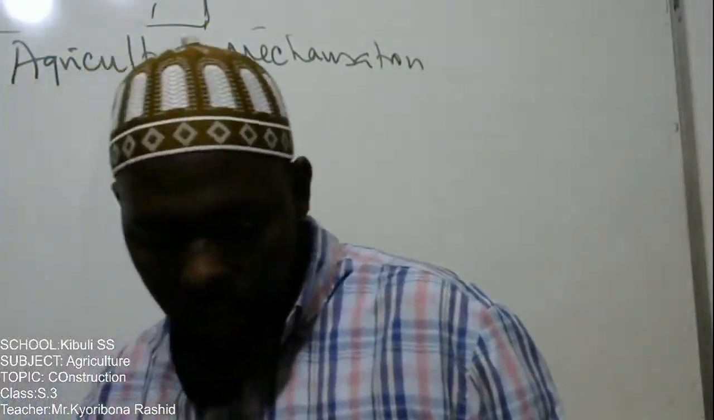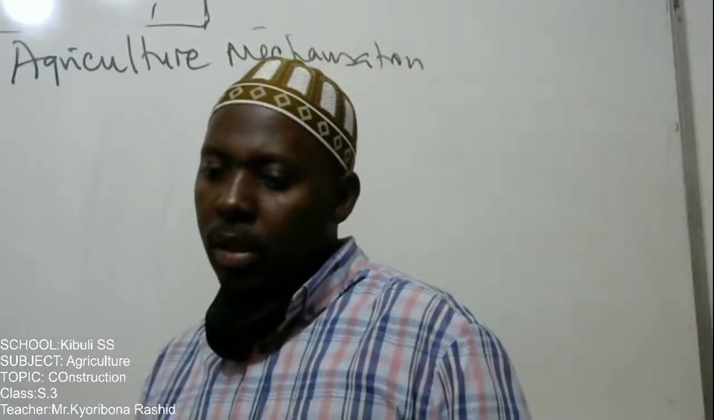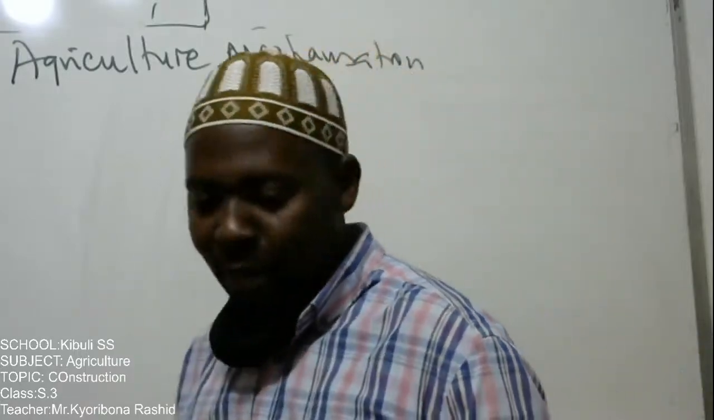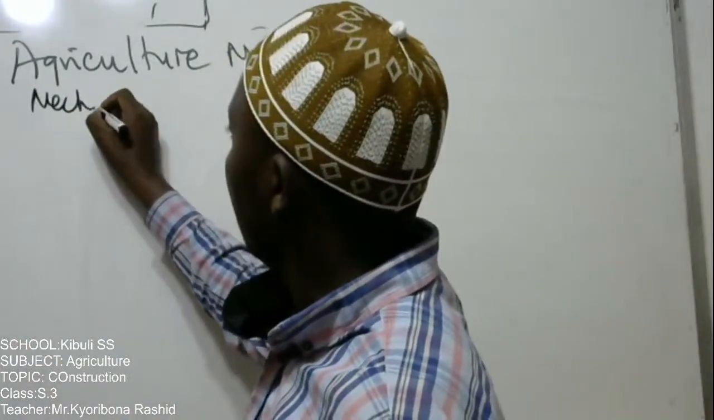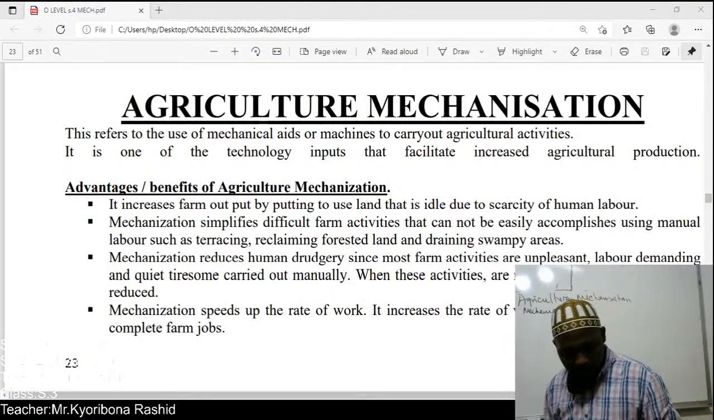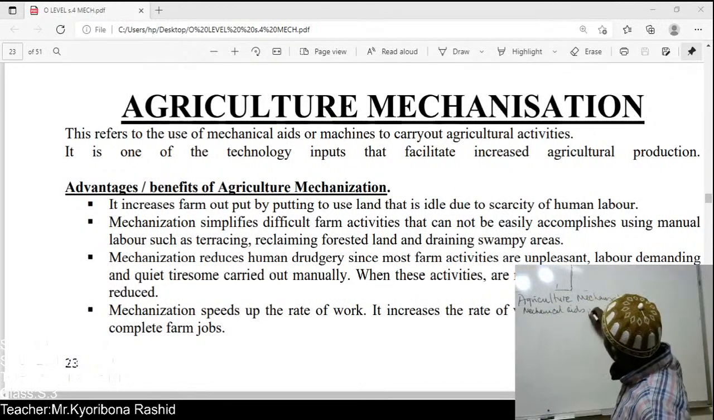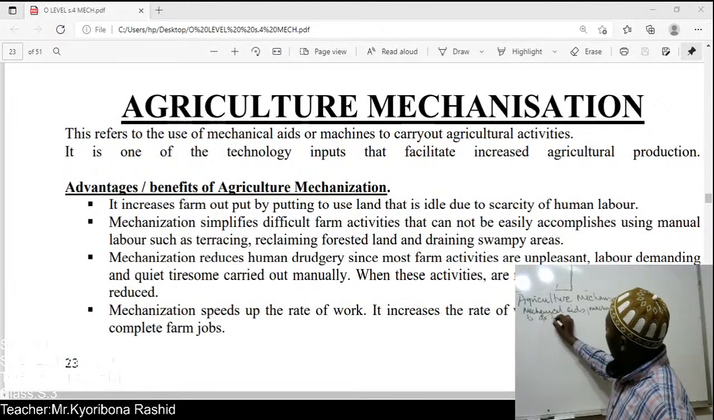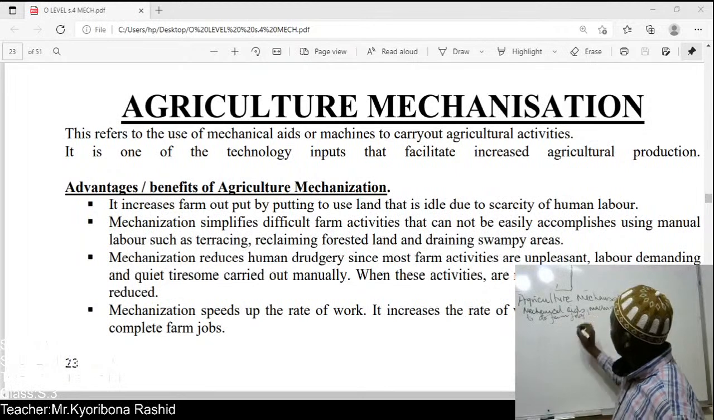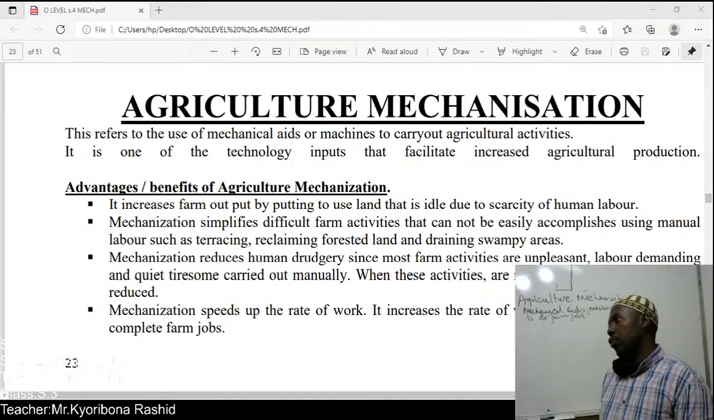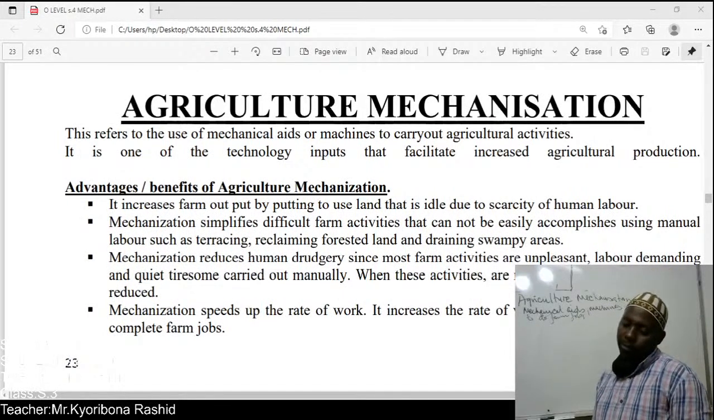Agriculture mechanization. So in agriculture mechanization, we use mechanical aids, or we use machines, to do farm jobs. So we use mechanical aids to do farm jobs.